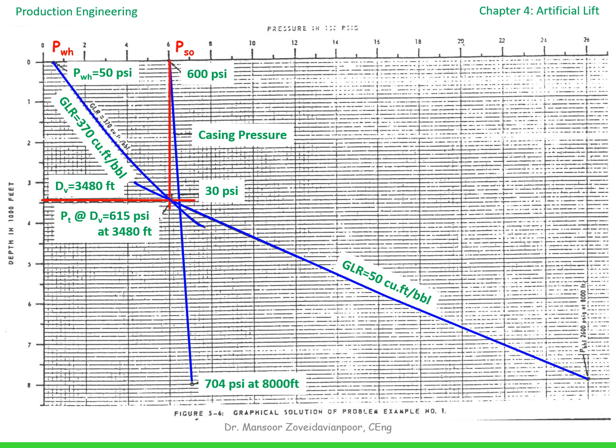The blue line is the casing pressure gradient, while the green lines represent the tubing pressure traverses above and below the injection point. The operating condition occurs where we maintain the required 30 psi differential between casing and tubing pressure. From the graph, the operating valve is placed at approximately 3,480 feet, with a tubing pressure of 615 psi, and the required gas injection rate is about 240,000 SCF per day. This is the final design result.